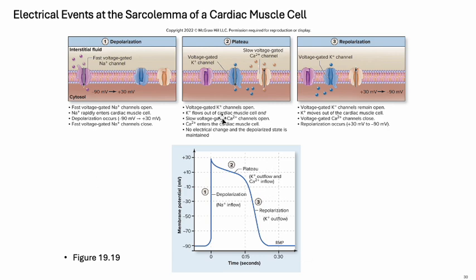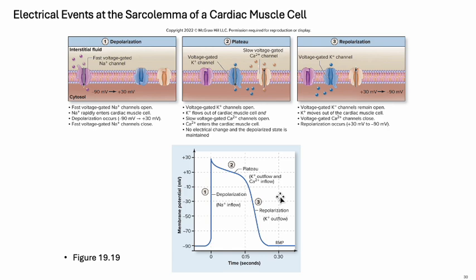So again, potassium going out slightly, calcium entering, and no electrical change. You can see how it's relatively flat. There may be a slight decline, but it's relatively flat. That plateau phase contributes to a prolonged refractory period. So keep that in mind, and we'll come back to that in just a moment. When you're looking at these three phases, depolarization, plateau, repolarization, I want you to think of a few things. One, think of the ion that is involved. Depolarization, it's sodium. Plateau, it's potassium and calcium. Repolarization, it's potassium.